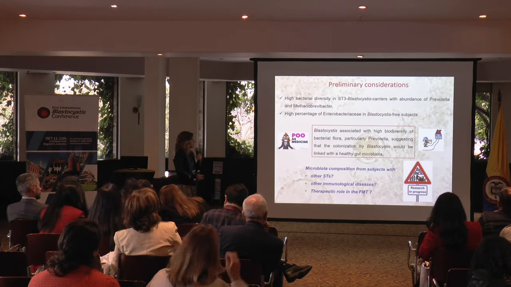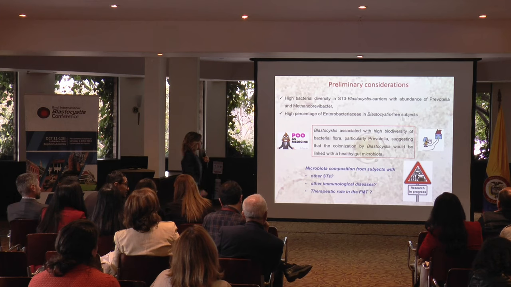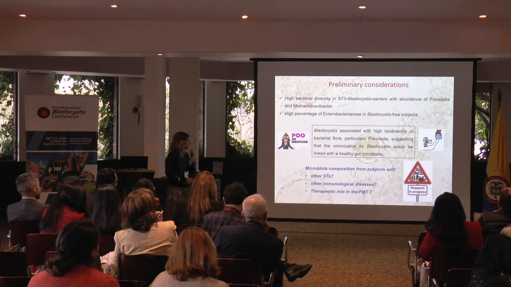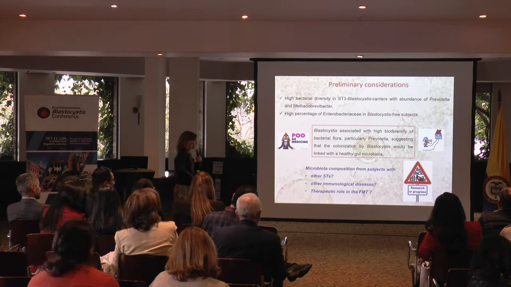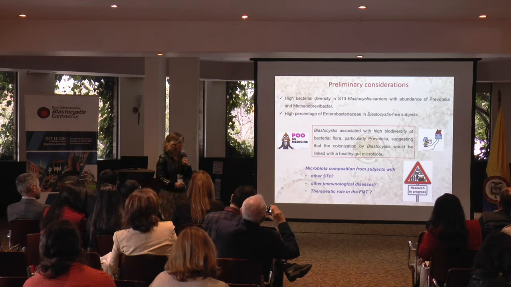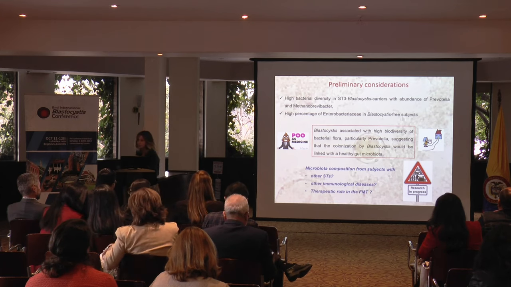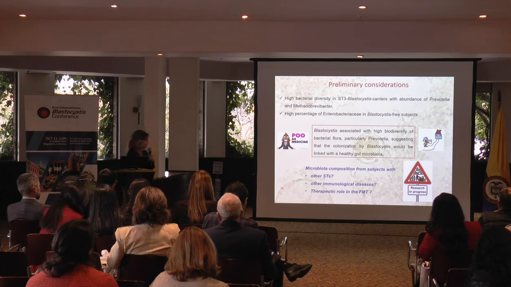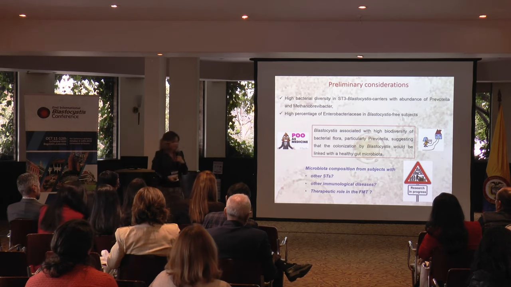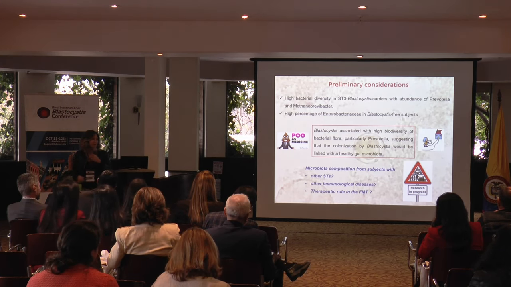So our preliminary considerations are in line with the results previously shown by other important groups, suggesting that colonization by Blastocystis would be linked to a healthy gut microbiota. But we studied only the microbiota composition in the case of ST3, so what about the other subtypes? We need more samples from other subtypes in order to characterize the microbiota also in the case of these subjects. And what do we have in the case of other immunological diseases? So we need to screen other populations of patients in order to compare their microbiota composition.